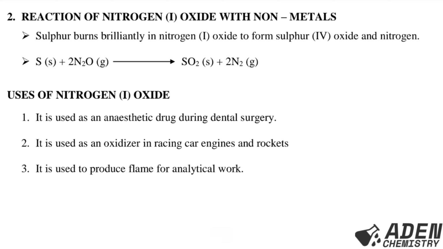The second chemical property of nitrogen monoxide is the reaction of nitrogen monoxide with nonmetals. Sulfur burns brilliantly in nitrogen monoxide to form sulfur dioxide and nitrogen. The equation for that reaction is sulfur solid reacting with 2 moles of nitrogen monoxide gas. We are going to get sulfur dioxide gas and 2 moles of nitrogen gas. Next, we are going to go to the uses of nitrogen monoxide gas.